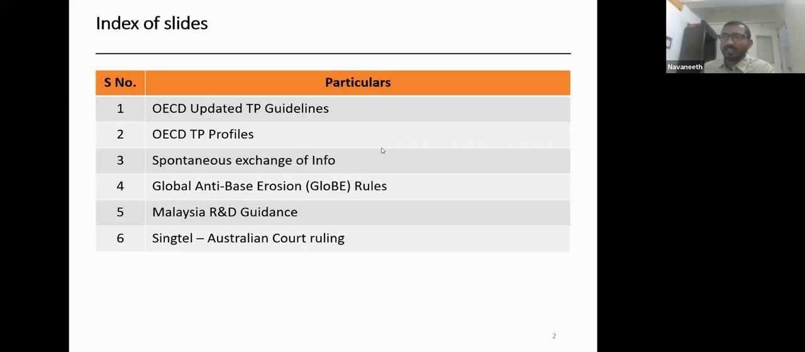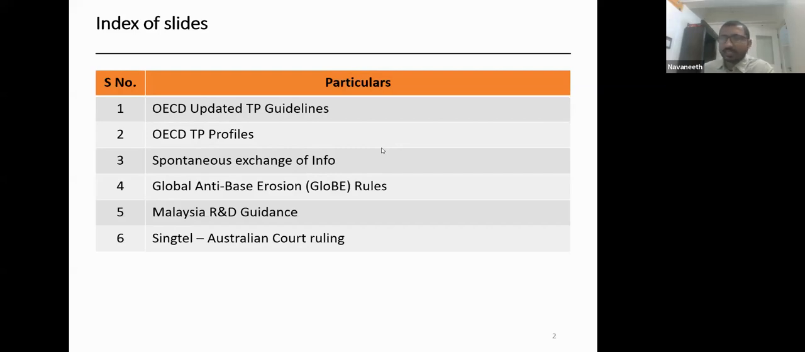Intend to cover 6 items, time permitting. 3 of them are related to certain reports and updates by OECD. One relates to the GloBE rules and what is the broad change from what was proposed earlier. Malaysia has brought out certain guidance on R&D expense claims.